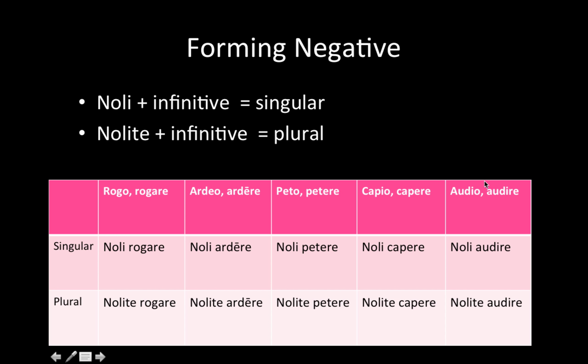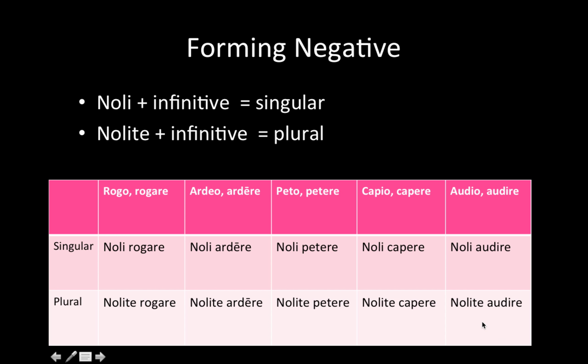So our same verbs again. Noli rogare. I took noli, added in the infinitive. Notice they are two separate words. And now I'm saying don't ask to one person. Nolite rogare, don't ask to two people. Noli ardere, nolite ardere, don't burn. Noli petere and nolite petere, don't seek. Noli capere, nolite capere, don't take. Noli audire, nolite audire, don't hear.